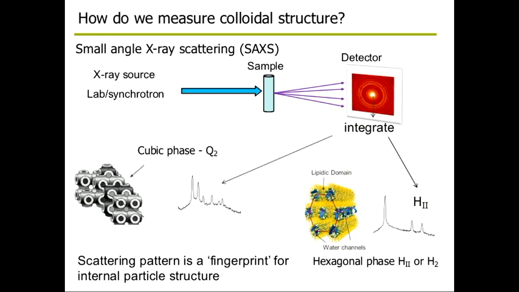And so we can acquire the scattering pattern, and then we know what the structure is of the material that we've got. So all you need to really remember from here on is the scattering pattern's like a fingerprint for the internal structure of the particle. So if we want to know about the internal structure, then we can use this diffraction to understand what's happening.